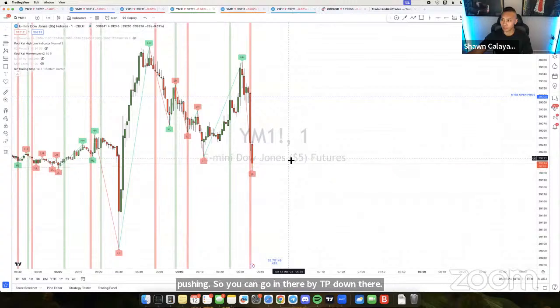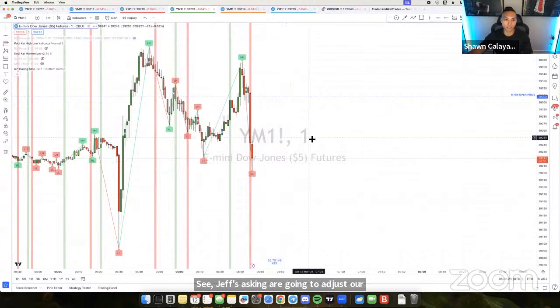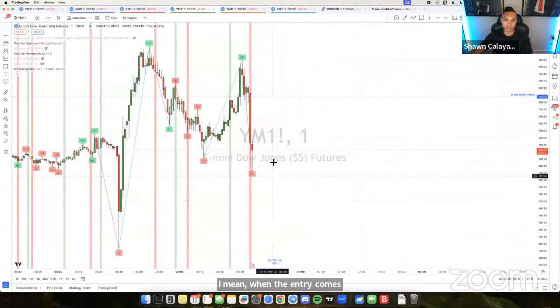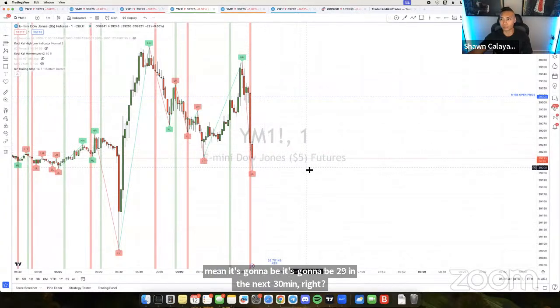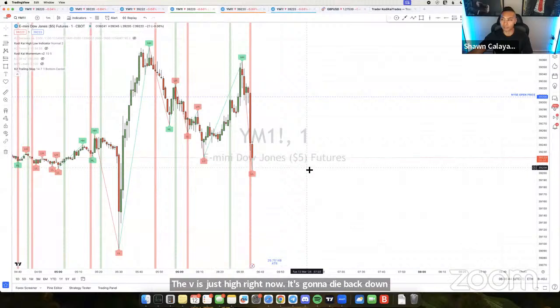Jeff's asking, are we going to adjust our TP stop loss? Not yet. There's no need to adjust it just yet. When the entry comes up, we'll see what the ATR is looking like. Just because the ATR is 29 right now doesn't mean it's going to be 29 in the next 30 minutes, right? The volatility is just high right now. It's going to die back down once we get closer to, say, 7 o'clock, 7:30. So there's no need to change anything right now because it changes.